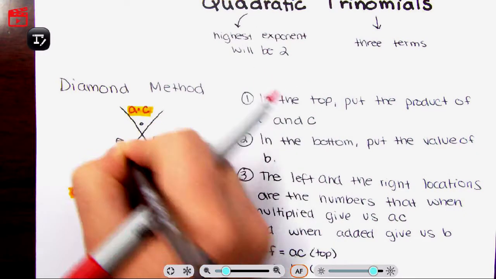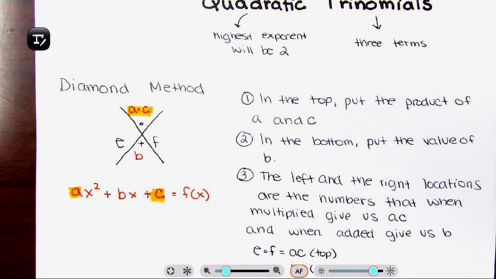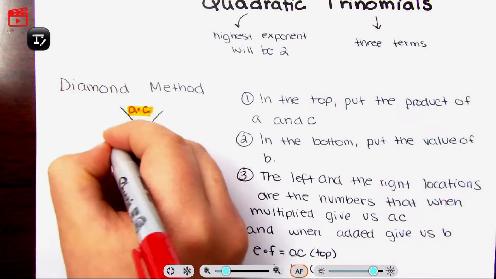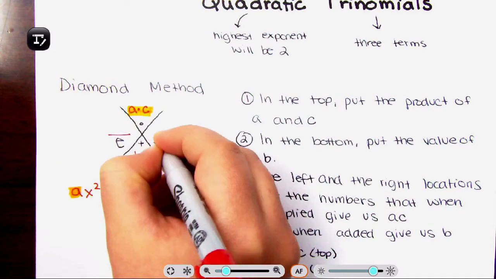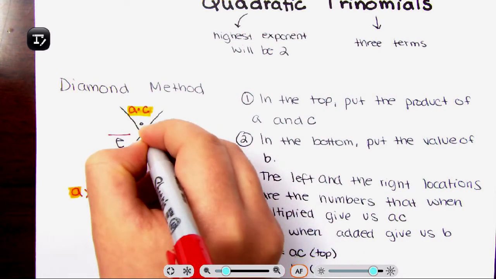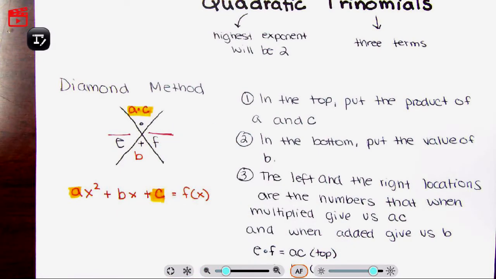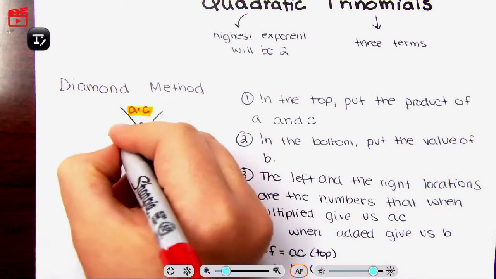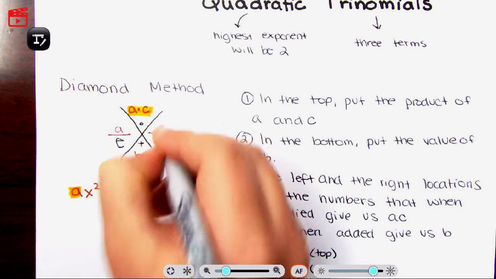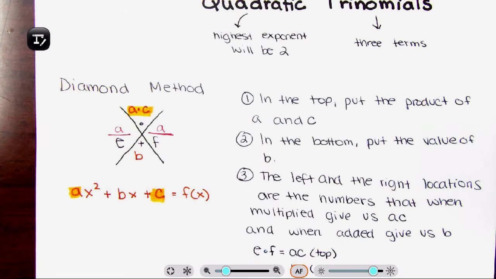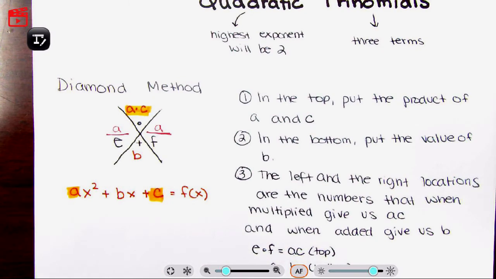E and F just represent numbers. We don't know what they are. You're going to put a bar on top, and you're going to write A. Then you're going to simplify the fractions.